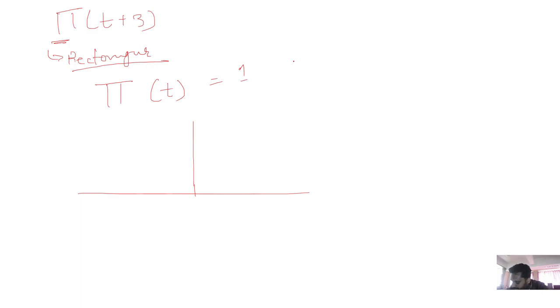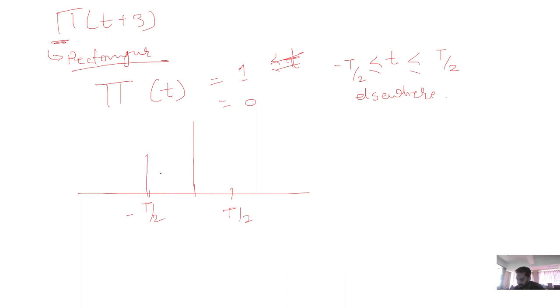It is going to be 1 for small t greater than or equal to minus capital T by 2, and small t less than or equal to T by 2, and it is going to be 0 elsewhere. Okay, so what does it mean for minus T by 2 to T by 2? It is going to be 1.